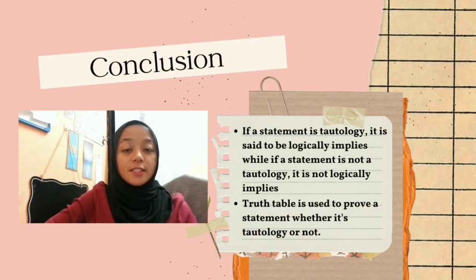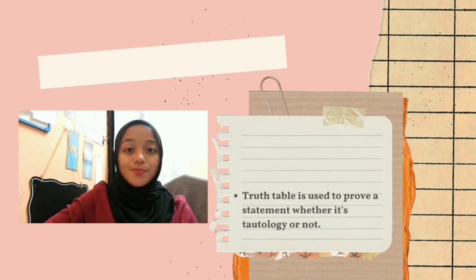In sum, if a statement is a tautology, it is said to be logically implied, while if a statement is not a tautology, it is said to be not logically implied. To find whether a statement is a tautology or not, we use a truth table. We have a tautology if all the conclusions turn out to be true.